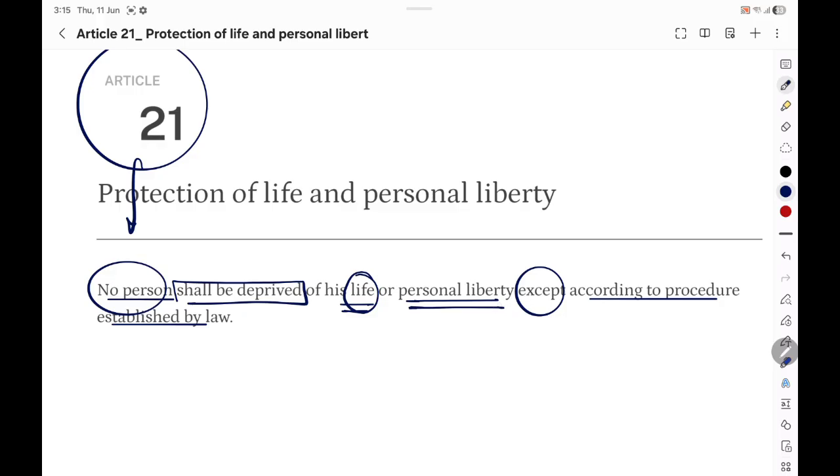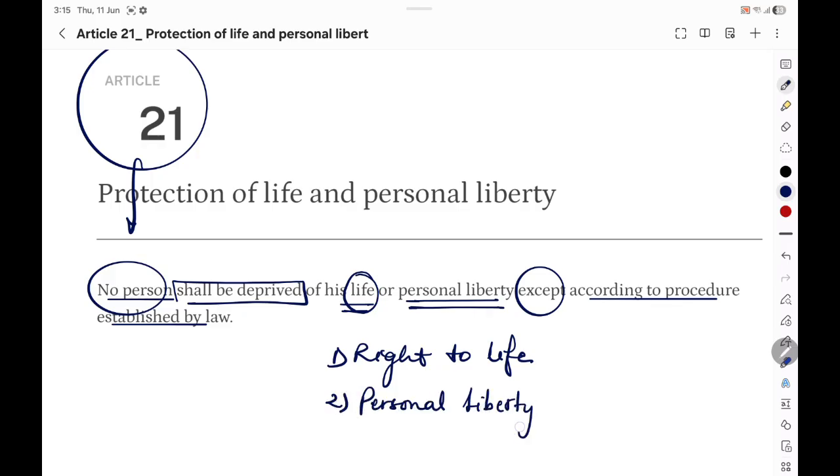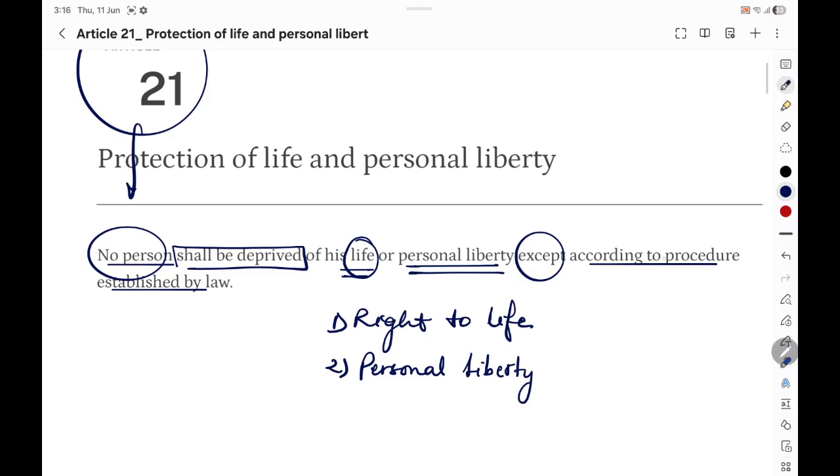So the two essential components are what? One is right to life and another one is the personal liberty. Okay, so right to life here means the right to live with human dignity, right to livelihood, right to health, right to education, right to clean environment, and right to shelter. Whereas personal liberty means freedom from arbitrary arrest, freedom from illegal detention, freedom of movement, freedom to choose occupation, bodily integrity.